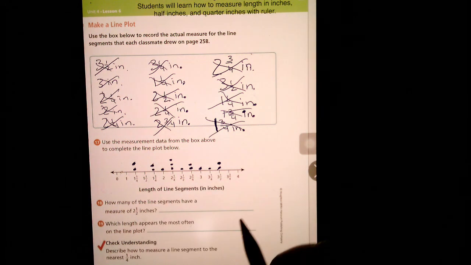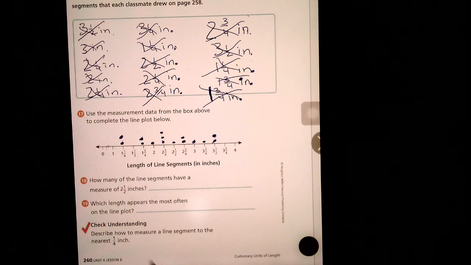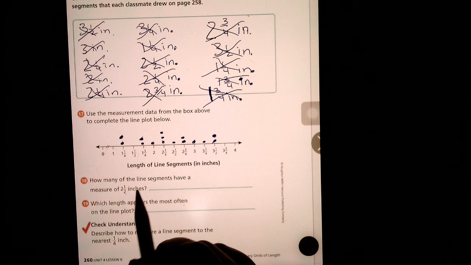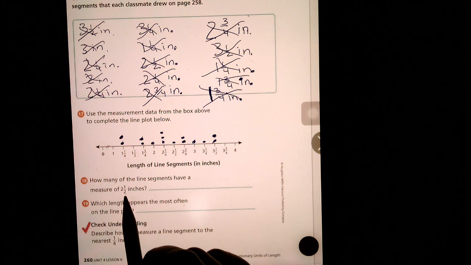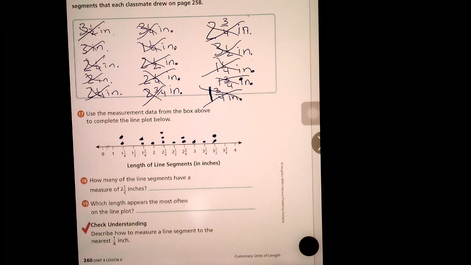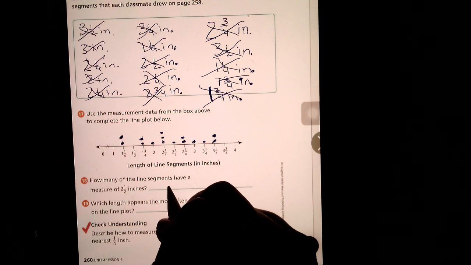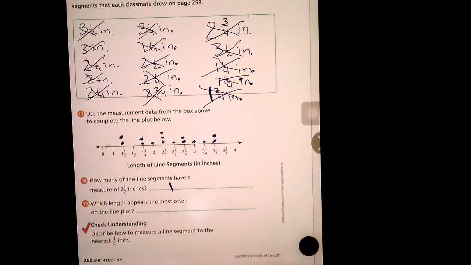Okay, so now that we have our data, we're able to answer the question on the bottom. The rest of the problem says number 18. How many of the line segments have a measure of 2 1/2 inches? So you go up here, you look and see how many dots you placed above the fraction 2 1/2 inches. Pause the video, and then you can check and see what your answer was. So if you wrote that we only had one line segment that measured 2 1/2 inches, that is correct. So put only one there.